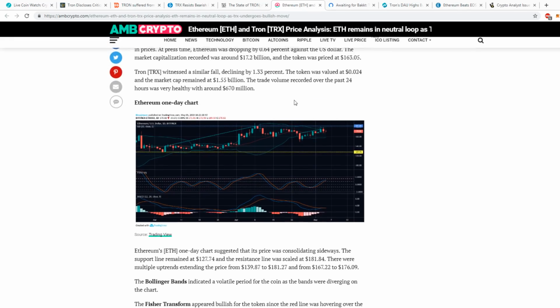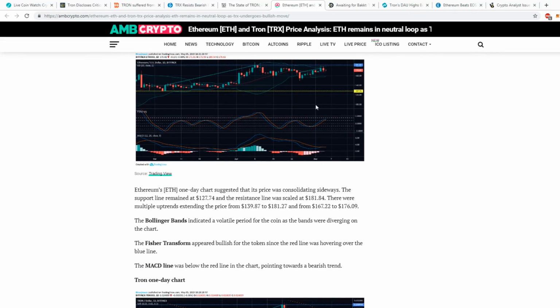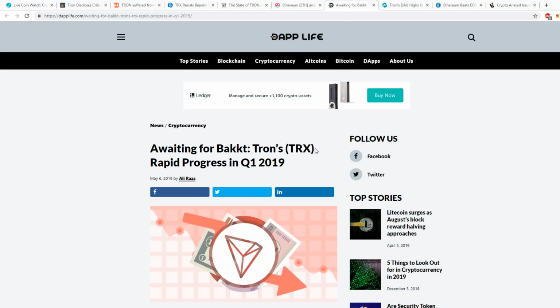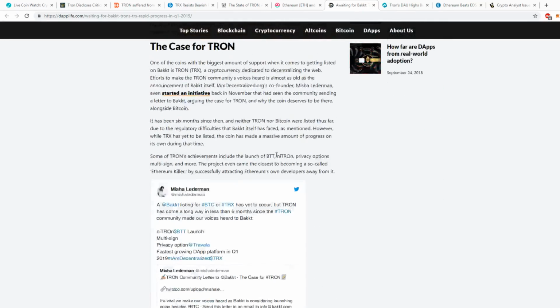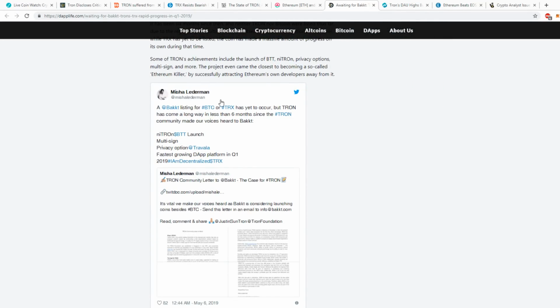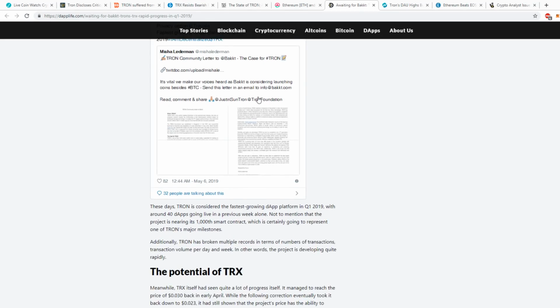And it's just going to take some time to catch up, even though they've already caught up in mostly everything. Just need some time to really excel like crazy. Same with EOS, to a certain extent. Awaiting backed, Tron's TRX rapid progress in Q1. Misha Letterman here says, a backed listing for BTC or TRX has yet to occur, but Tron has come a long way in 6 months since the Tron community made our voices heard to backed.